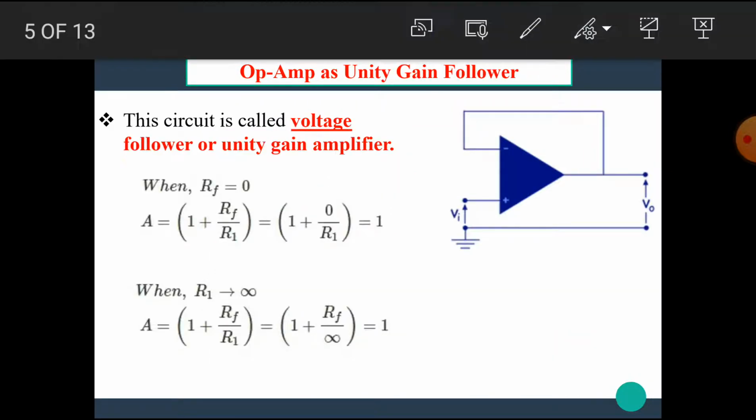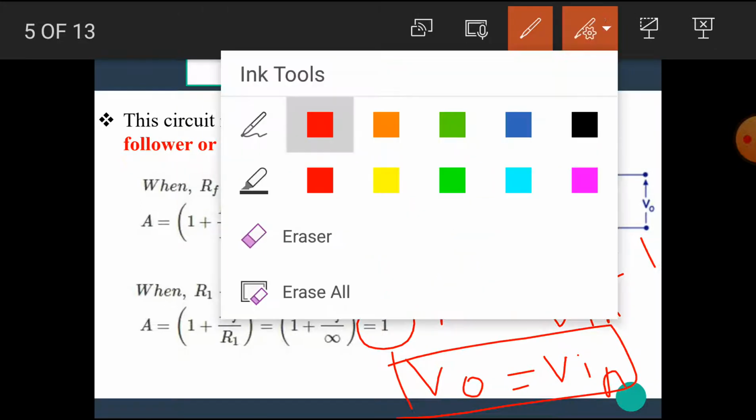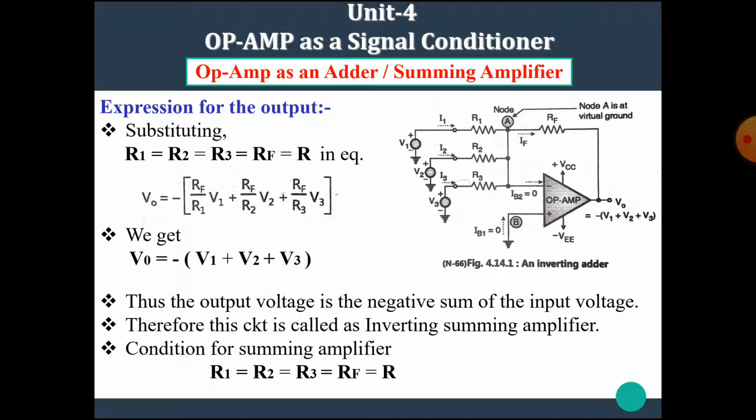The next one is op-amp as a unity gain follower. In this circuit, we can see that the input is connected to the non-inverting terminal and there is no feedback and no input resistance. Due to this, its gain is equal to 1. That means AV is equal to Vout upon Vin is equal to 1. That means whatever is the input voltage is equal to the output voltage. This is the unity gain follower circuit. I hope you all remember this.